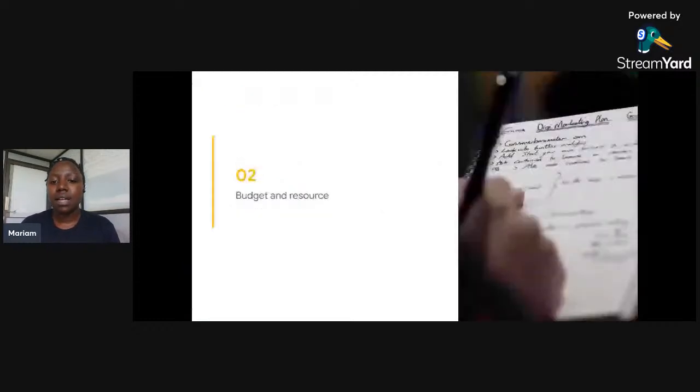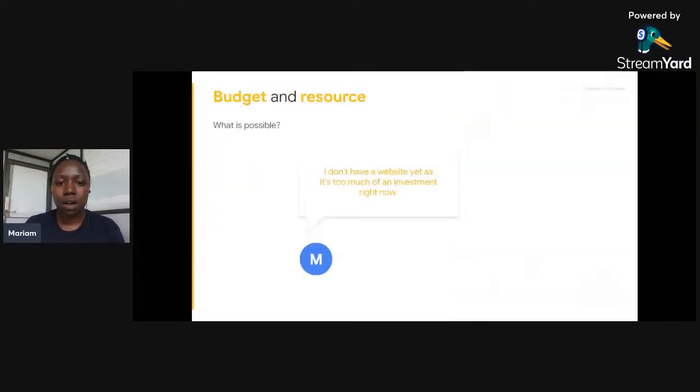So that said, let's look at our second step. The first step is to have business goals and objectives. That noted, the second step is for you to understand your budget and the resources you have available.